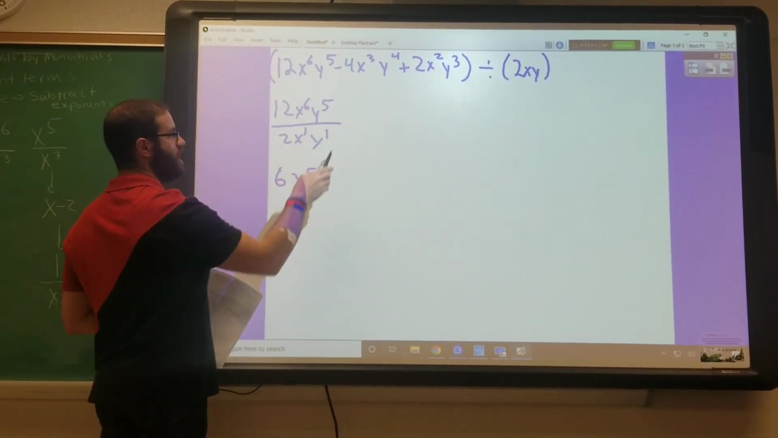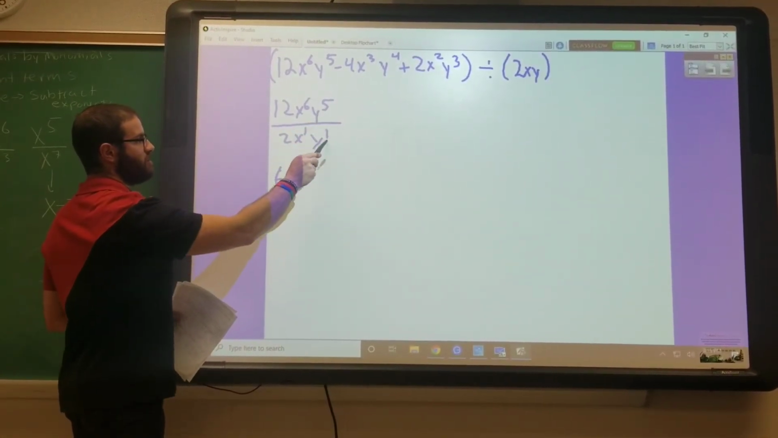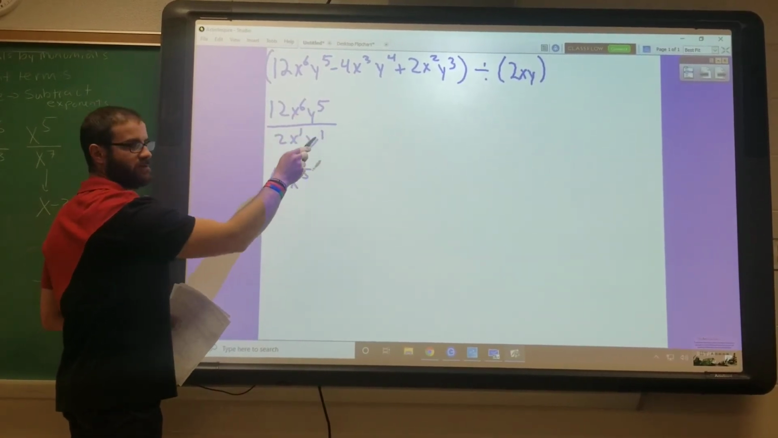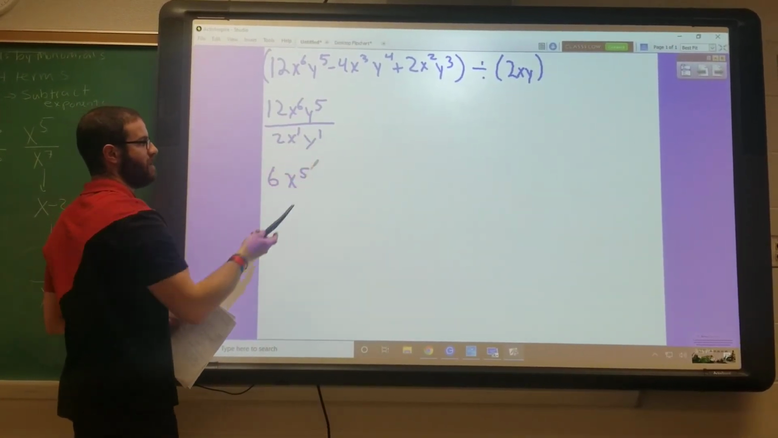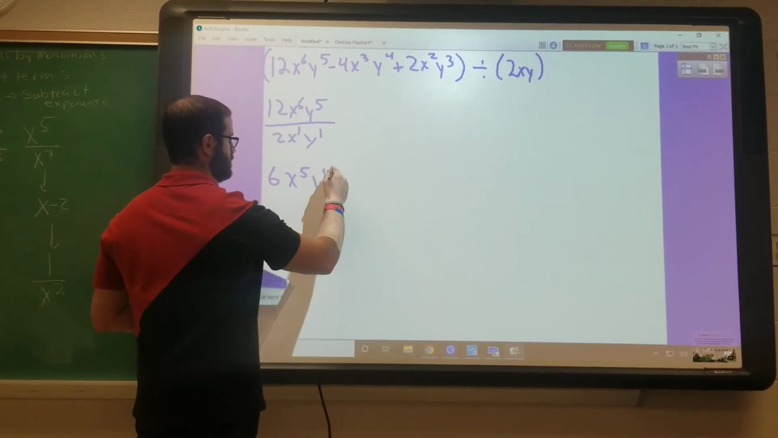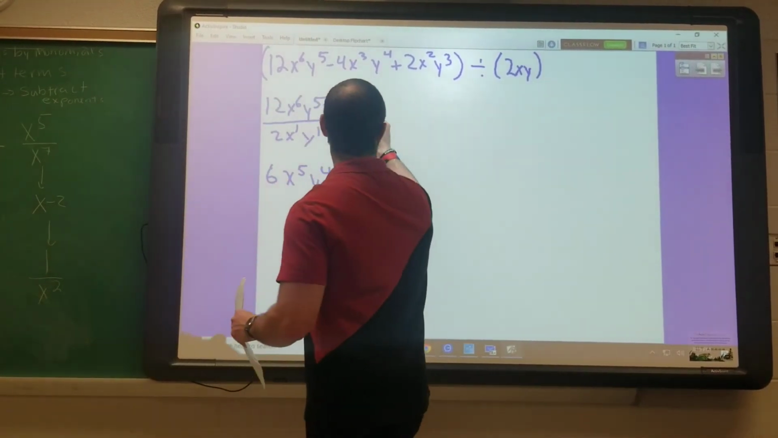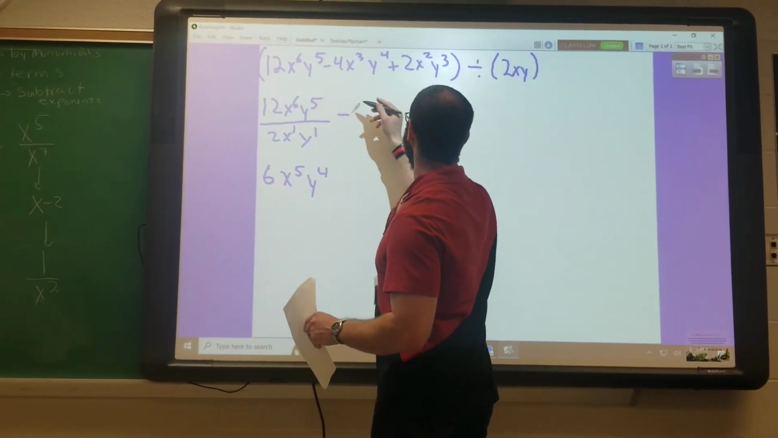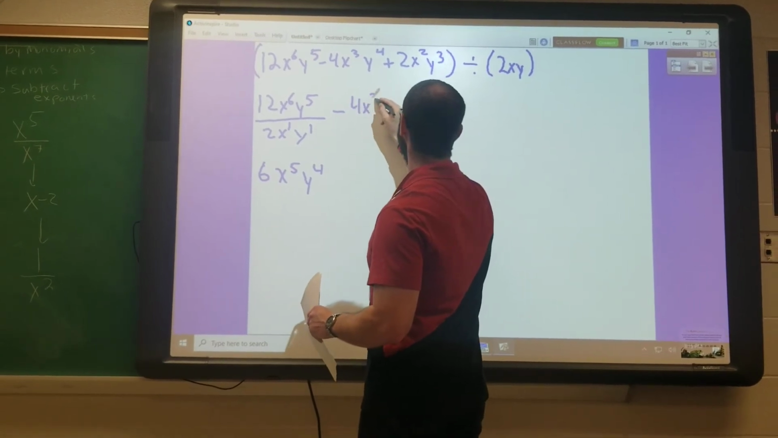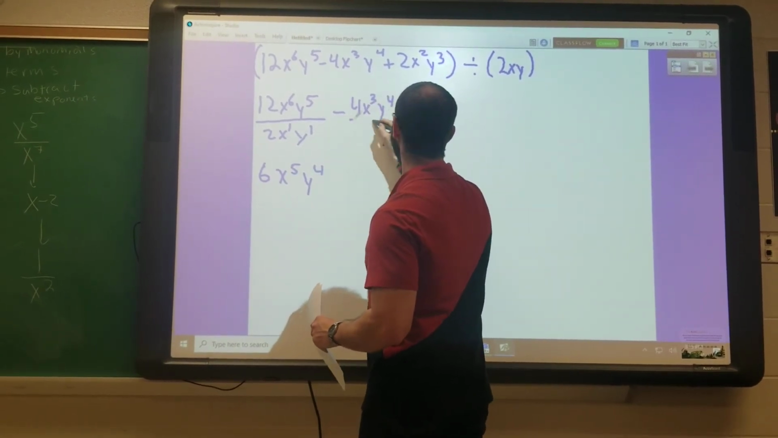Then I have to look at the y's. So y to the 5th over y to the 1st. Same base. I have to make sure the like terms are lined up there. 5 minus 1 is 4. So y to the 4th. Minus, right? Because it's minus. So minus 4x to the 3rd, y to the 4th. Again, dividing by the same 2xy.